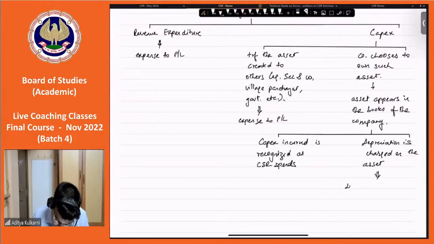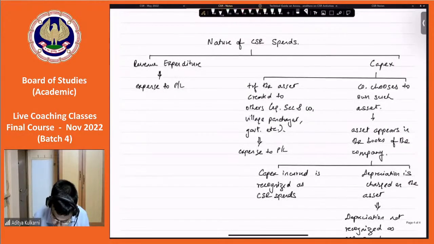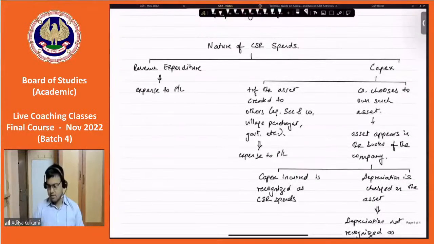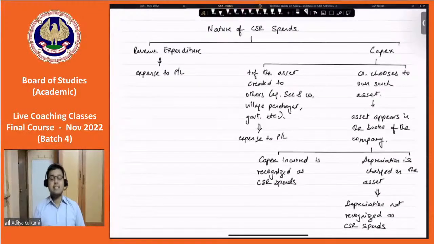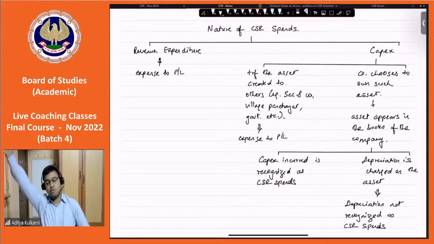So again, you cannot take depreciation. Depreciation not recognized as CSR spends. But will you depreciate? Yes, it's mandatory for you to depreciate. Karna hi hai apne ko. We have to depreciate, no second thoughts about it. Because it is an asset that I am owning, that I am controlling, and therefore it is going to be depreciated.